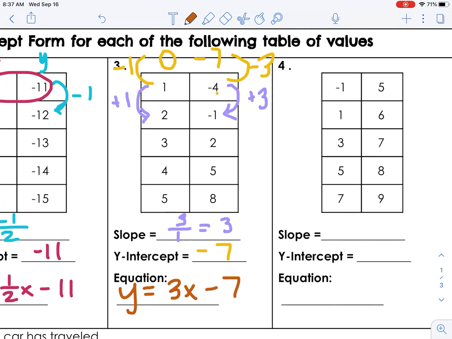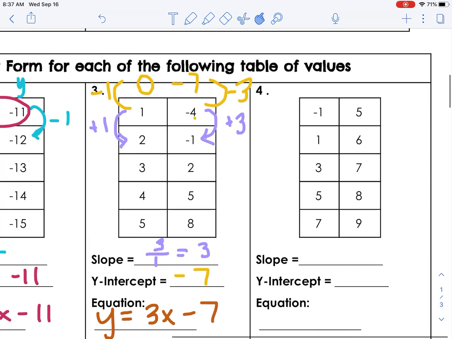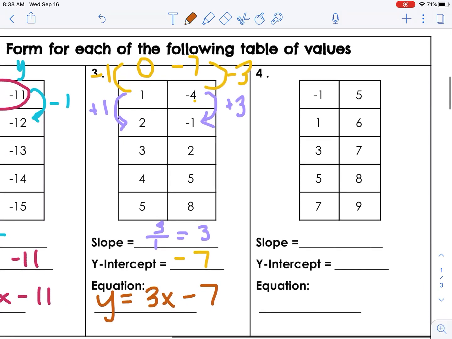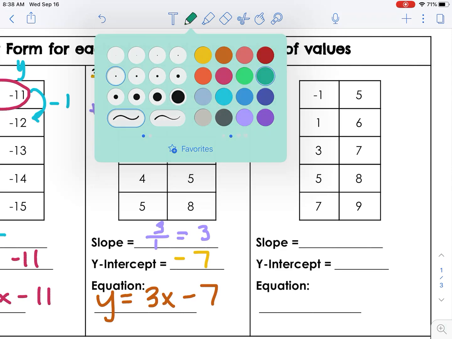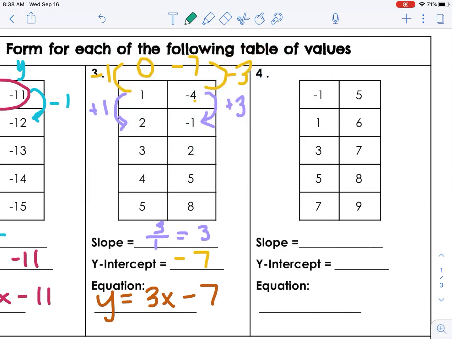All right, last table. We have the change in the y values. And you don't always have to look at the top, so I'm actually going to go down to another one. Let's say I want to do these two. From 8 to 9, that's going up 1, and from 5 to 7, that's going up 2.